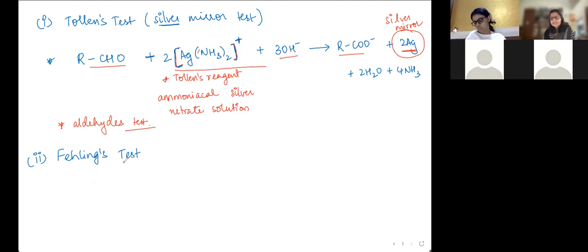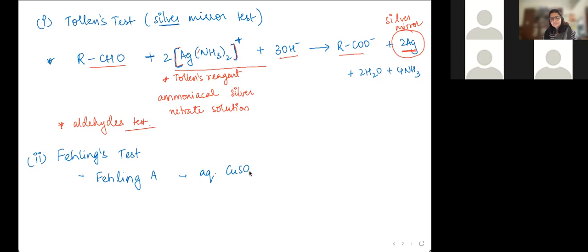So Fehling's test is slightly more complicated than Tollens test. Before doing Fehling's test, you need to first get all your ingredients together. So you have Fehling A, which is aqueous copper sulfate. And you have Fehling B, which is alkaline potassium tartrate.